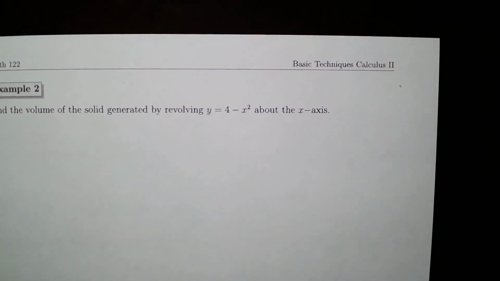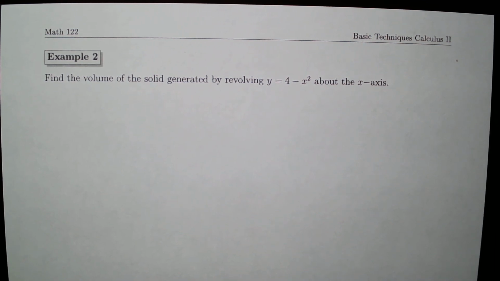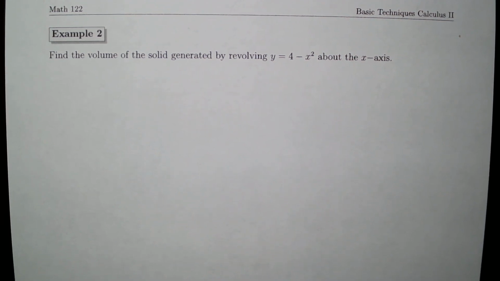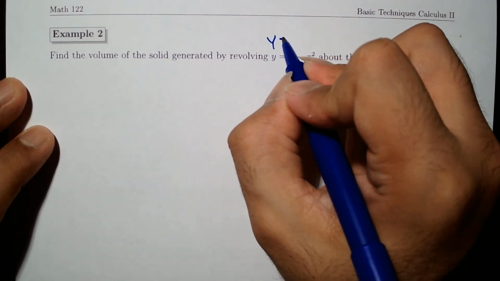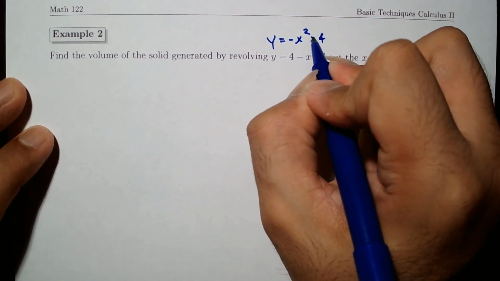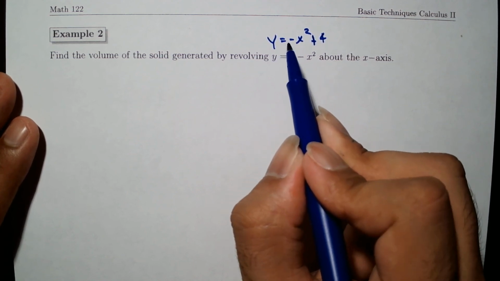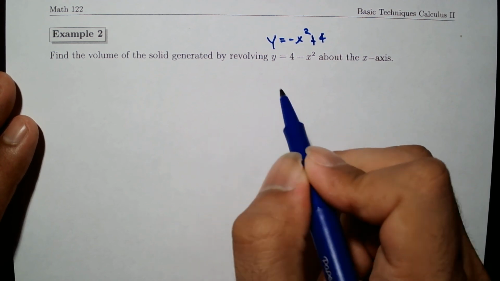So find the volume of the solid generated by revolving y equals 4 minus x squared about the x-axis. So in this case, the problem looks different because they're not giving us the limits of integration. However, if we observe the picture of this, this is basically the same as saying y equals negative x squared plus 4, which is a parabola shifted 4 units up, and due to the negative in the leading term, the parabola is going to face upside down.